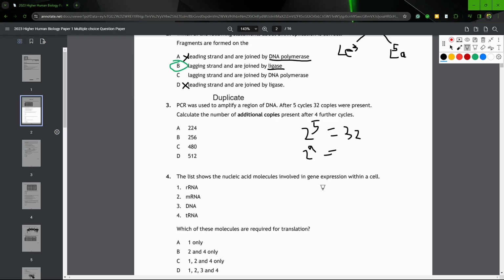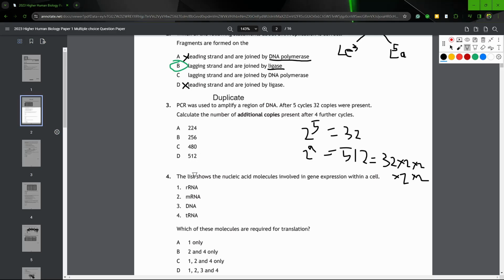But that's not you. Just to quickly work this out. 2 to the power of 9 is 512. So if you're not mathsy like me, that's fine. You can just think about it like you times 32 four times. So this also means you can just go 32 times 2 times 2 times 2 times 2. Okay, that'll give you the same answer.